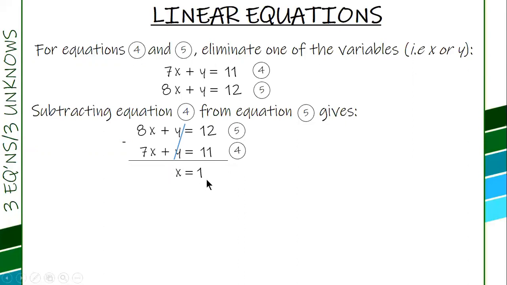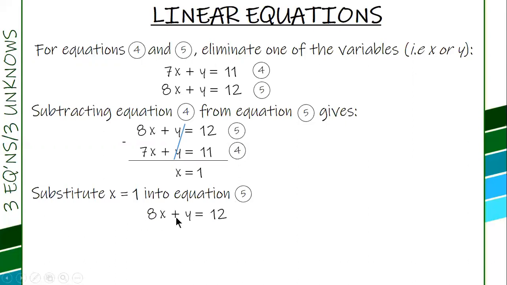Okay. And since x is solved, we go back to substitution. We substitute x equals 1 into either equation 4 or 5 to solve for y. I will use equation 5. Substitute x equal to 1 into equation 5. Then transpose the right side, and y equals 4.